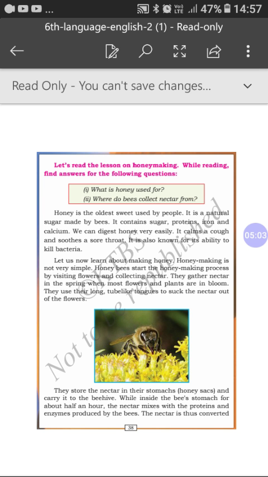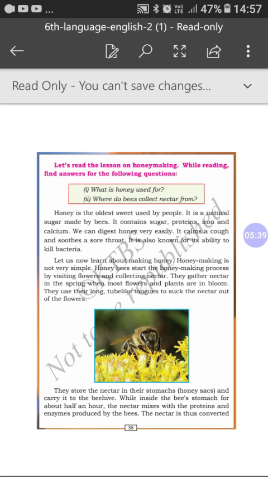It's also known for its ability to kill bacteria. So honey is not only a sweetener, it also has some medicinal values. What is the important medicinal value it has? It kills bacteria. You must have seen people applying honey on wounds when they get wounds from burning or from any cut. If you apply honey, the wound will be cured easily. So now let's find out what the second paragraph tells.